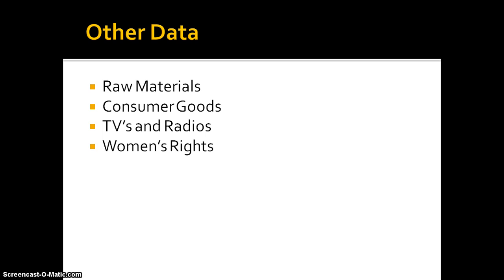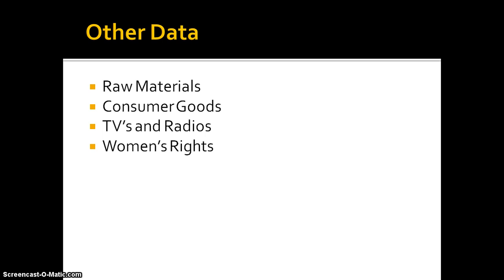Next, the consumer goods that are available and sold within the country. Clearly, the larger the number of consumer goods that are available, the better developed the country is, because the wealthier the population is, the more things they can afford. And then, obviously, the better the economy is going to be typically overall.